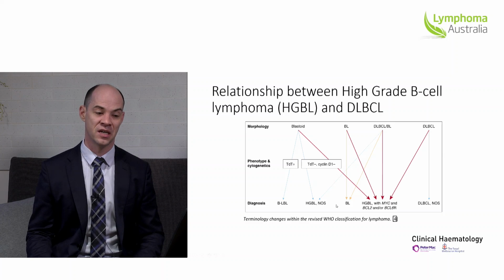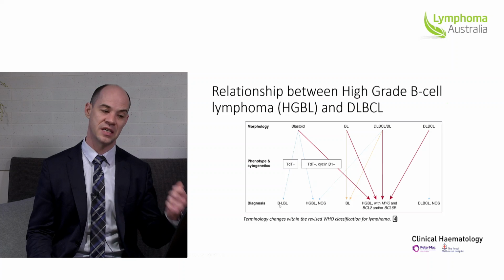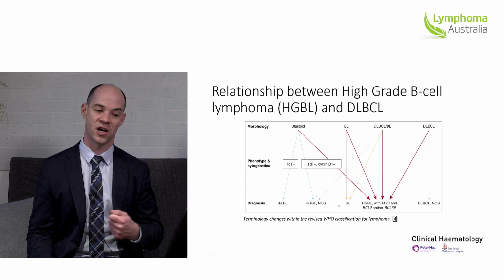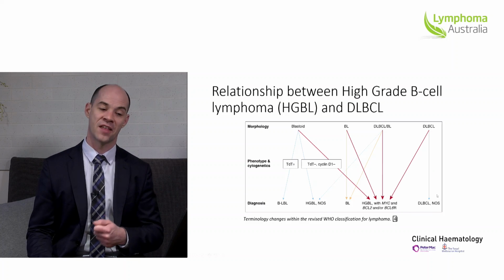This is an emerging classification, and pathologists are sometimes sticking very rigidly to this new diagnostic classification, and other pathologists are still using terms like diffuse large B-cell lymphoma with double-hit disease.